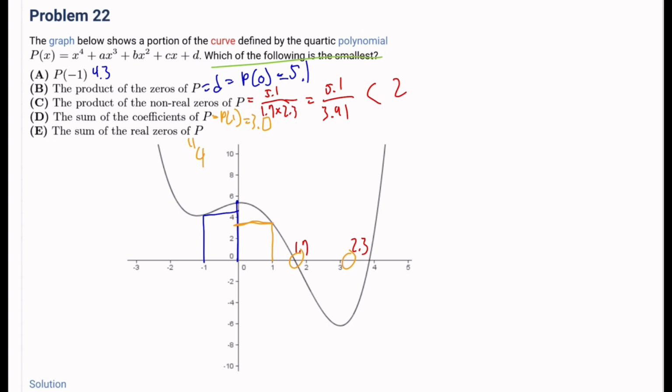And so which of the following is the smallest? We have 4.3, 5.1, some value less than 2, 3 point something, and 4. So our smallest value is this one, so the answer is C.